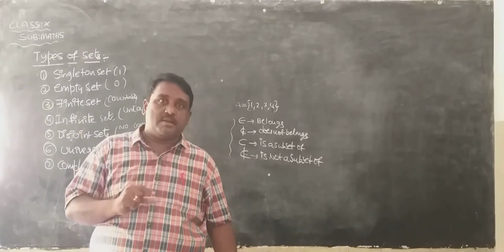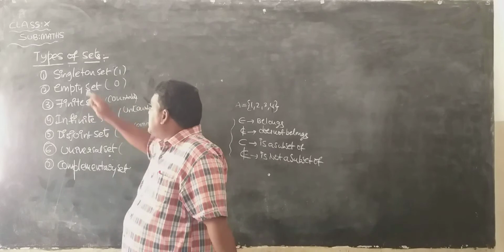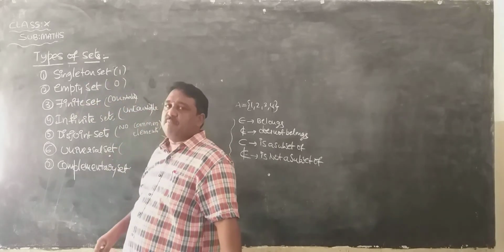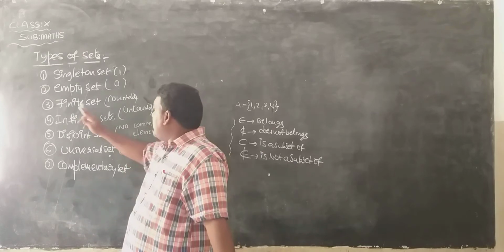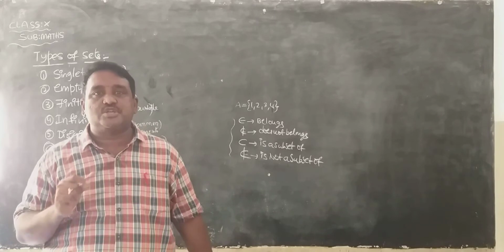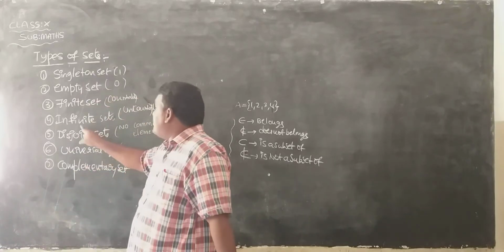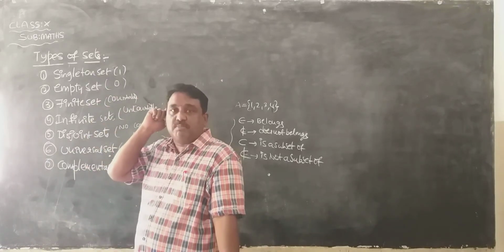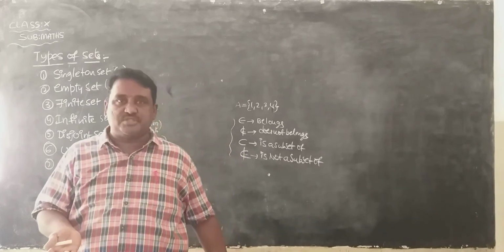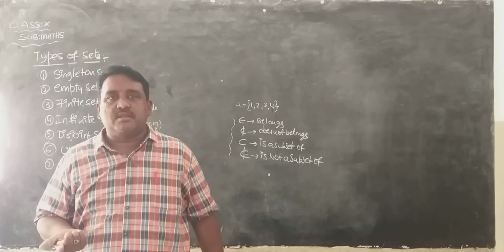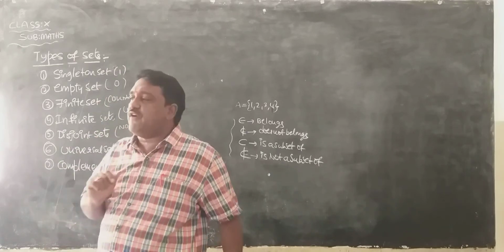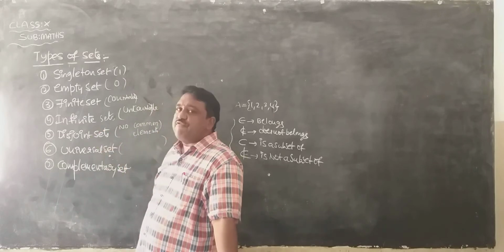Some important words about types of sets, points to remember. Singleton set, one element, simple. Empty set, empty means no elements. Finite set means countable. Infinite set, uncountable. We are unable to count how many are there. Suppose natural numbers, how many are there? There is no ending. We are unable to count. It is an infinite set.